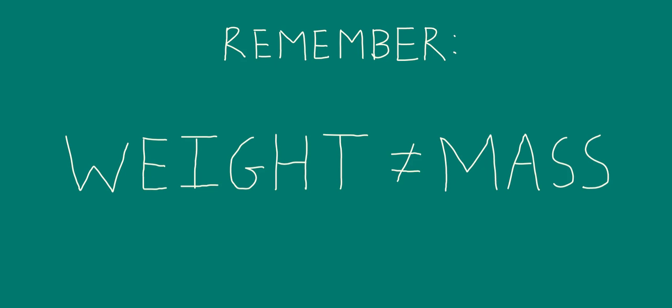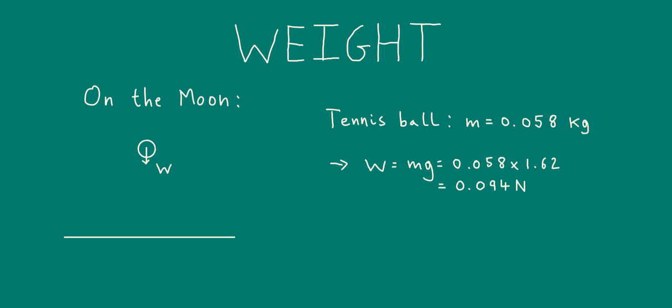It's really important to remember that weight and mass aren't the same thing, even though they're mixed up in everyday language. Had we considered the tennis ball on the moon instead of on the Earth, its mass would have been exactly the same, so 0.058 kilograms. However, its weight would have decreased, or would have been smaller than on the Earth, because the gravitational field strength of the moon is only 1.62 newtons per kilogram, resulting in a weight of 0.094 newtons.